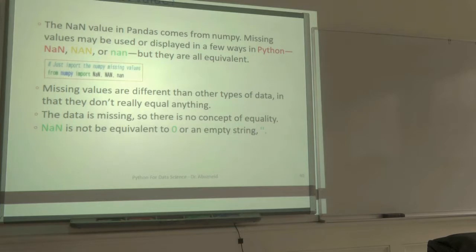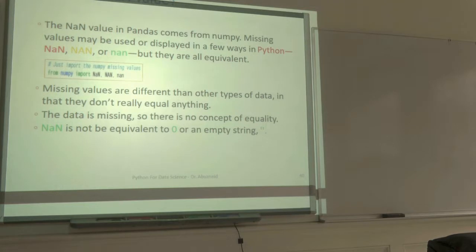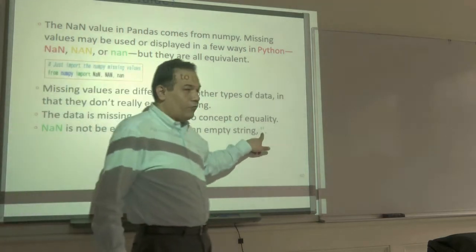All right, the NaN value in pandas comes from NumPy. Missing values may be used or displayed in a few different formats with the same meaning: NaN, capital N, small a, capital N, this way, the same thing. Just import it from NumPy. The most important thing that you need to know is that NaN is not equal to 0 or an empty string. It's not 0, it's not an empty string.